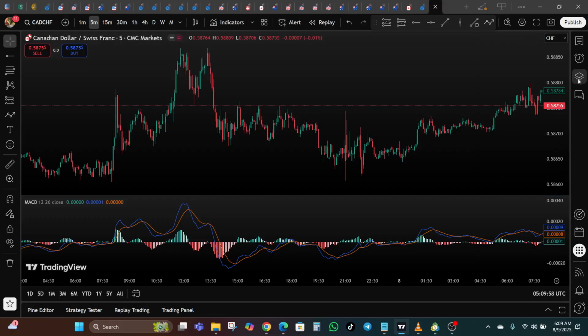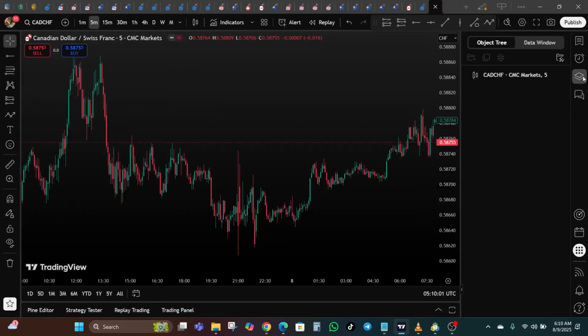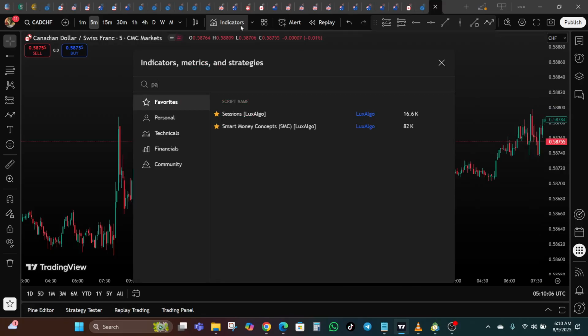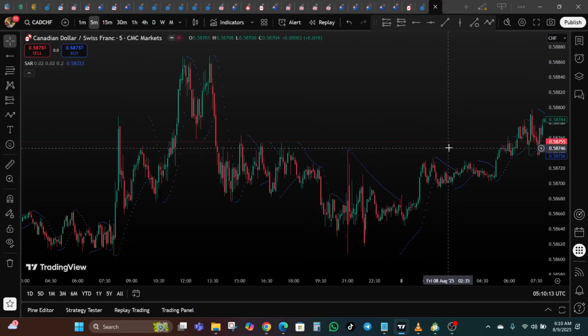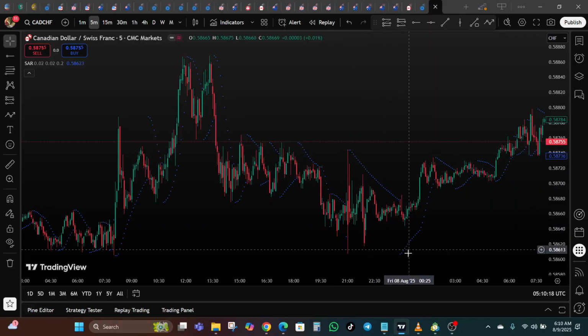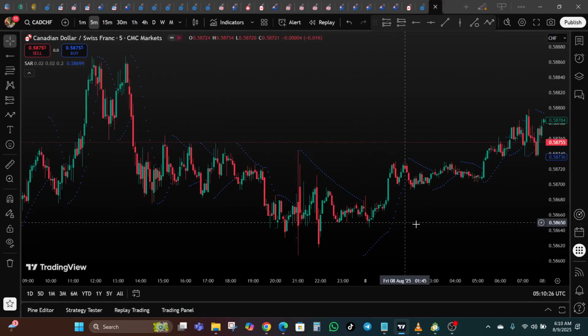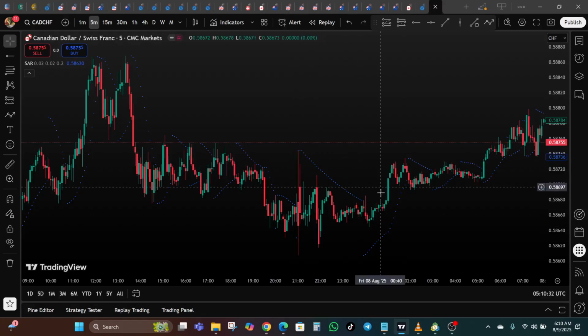And then finally, last but not the least, the fifth indicator on our list is the parabolic SAR. Now this indicator appears as dots above or below price candles. When the dots are below, it signals an uptrend, and when the dots are above, it signals a downtrend. Day traders use it to ride trends and trail stops as price moves in their favor.